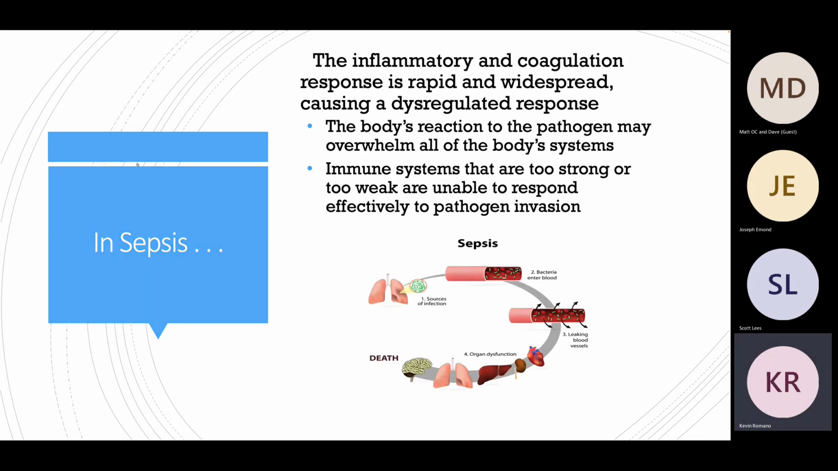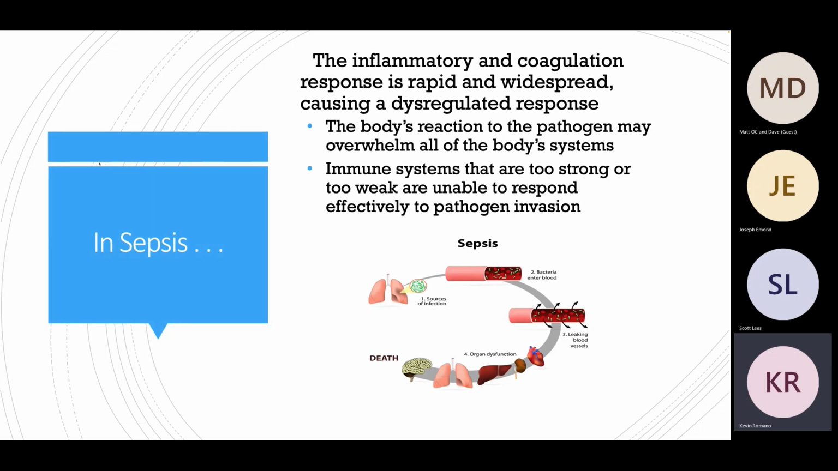So the inflammatory and coagulation response is rapid and widespread, causing a dysregulated response. The body's reaction to the pathogen may overwhelm all the body systems, as you can see here in the bottom picture, going into organ dysfunction and then death. And immune systems that are too strong or too weak are unable to respond effectively to the pathogen invasion.